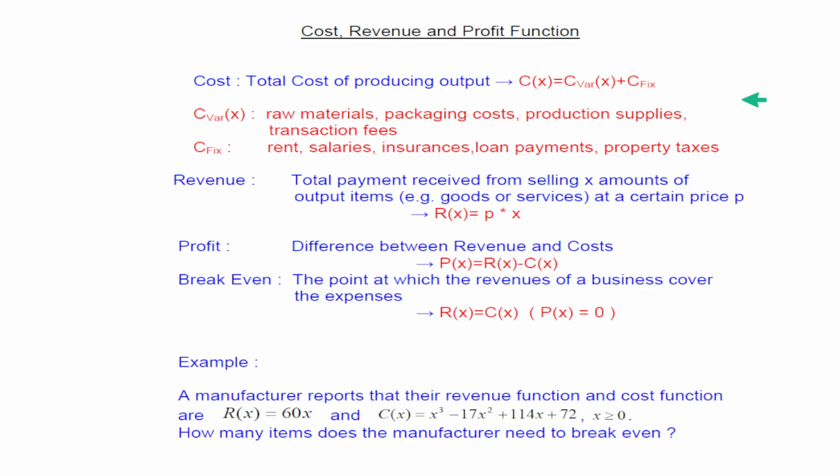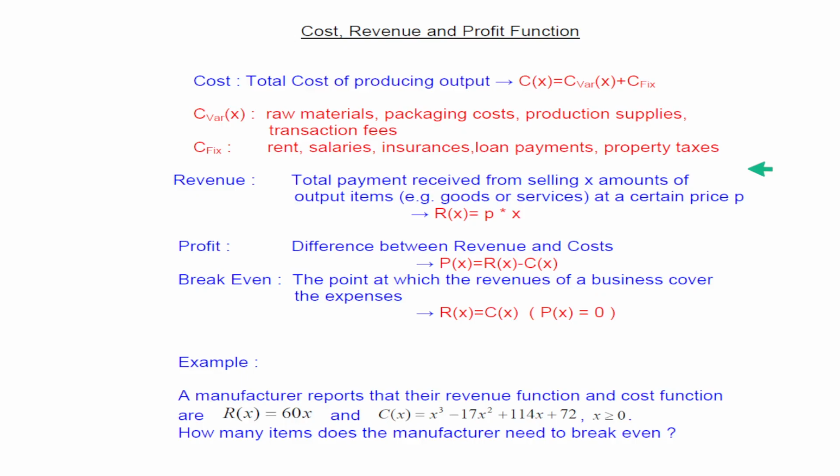Let's have a further look at the cost, revenue and profit function. First, we need to define the cost function. A cost function consists of two different parts. One part is the variable cost, and the other part is the fixed costs. Examples of variable costs are raw materials, packaging costs, production supplies, or transaction fees. Examples of fixed costs are rent, salaries, insurances, loan payments, property taxes.